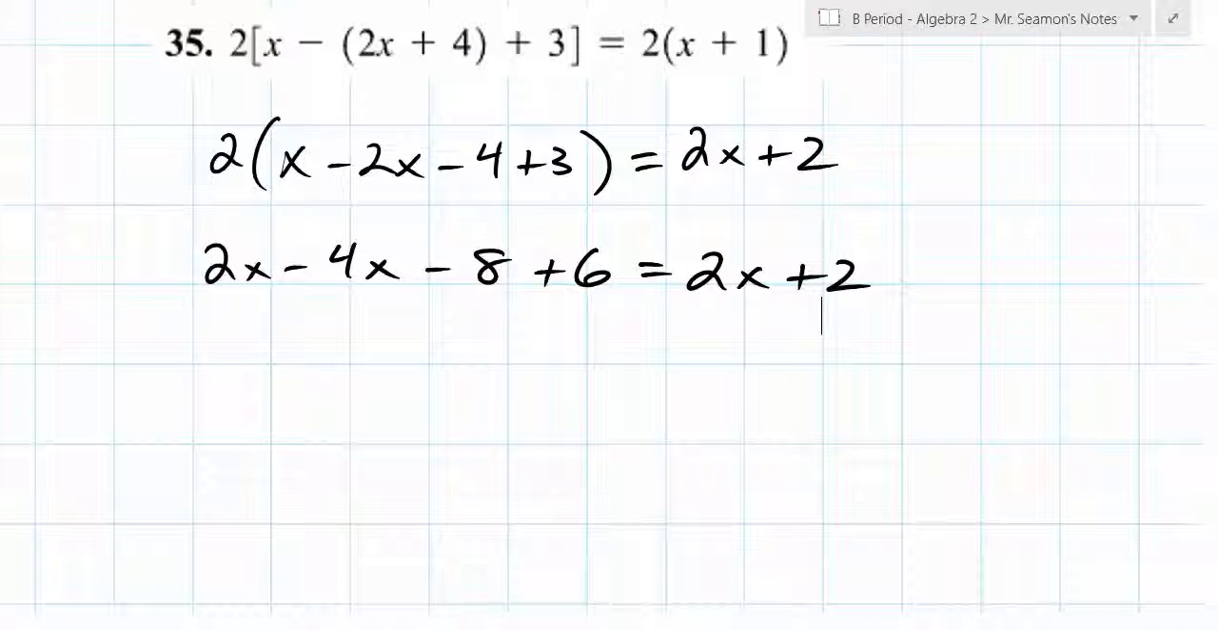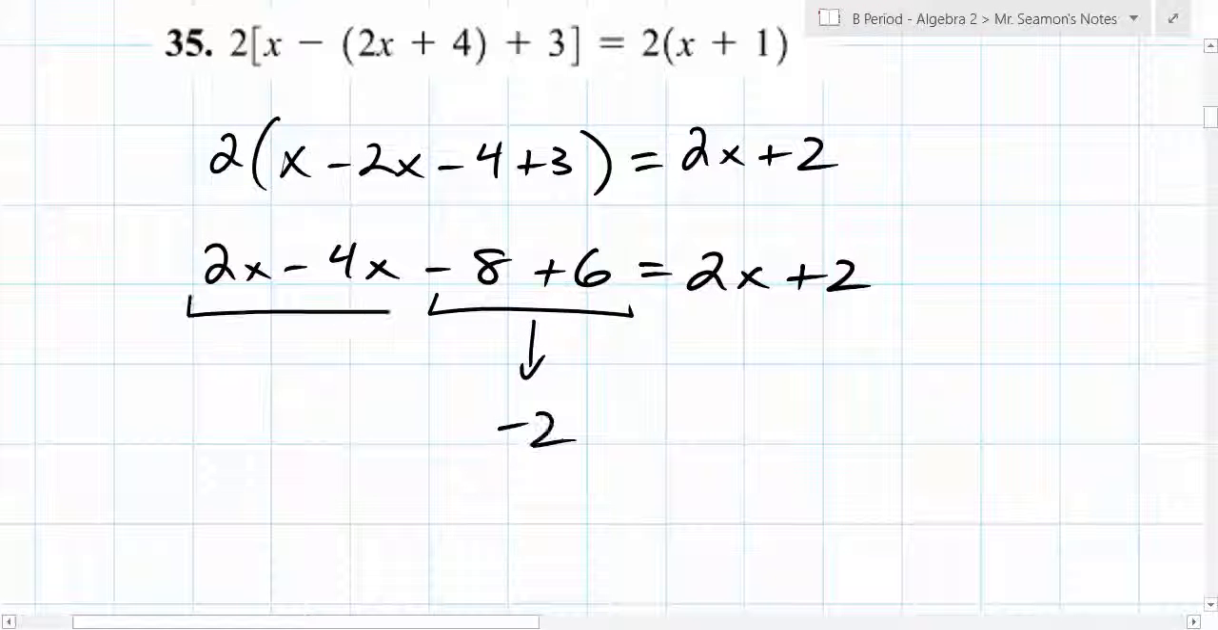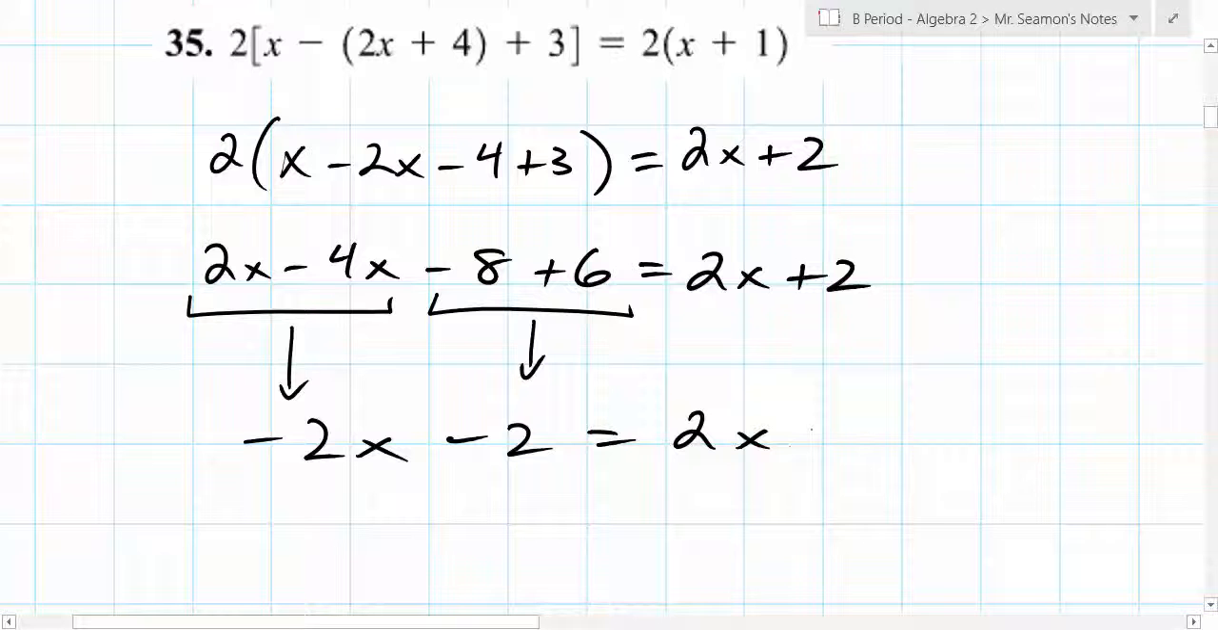Now what do I do? Someone new. Yeah, go ahead, Gabby. Can you subtract 8 from 6? No, you could. Yeah, so you can combine like terms. So what's that going to become? Minus 2. Sure. What do these two become? Negative 2x. So it's going to be minus 2x minus 2 is equal to 2x plus 2.